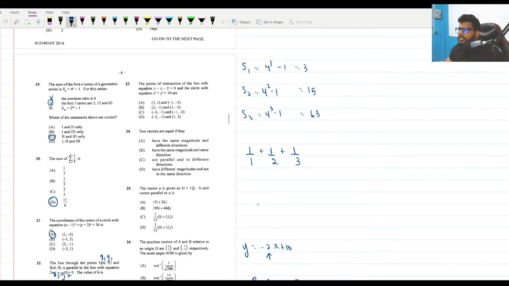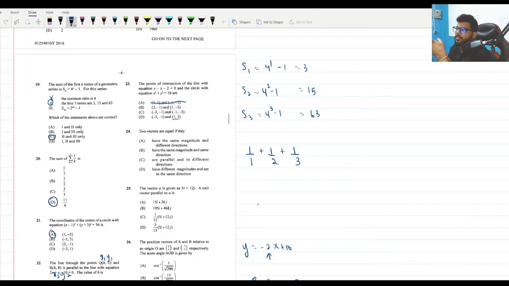y minus x minus 2. So I check in 3, 1. This is my x and my y. y minus x minus 2. No, it's not going to work. So 3 and 1 is not going to work. Right, so this is not going to work. I'm going to try the last one.